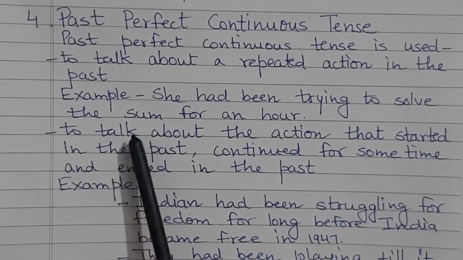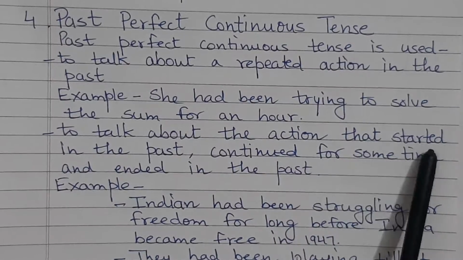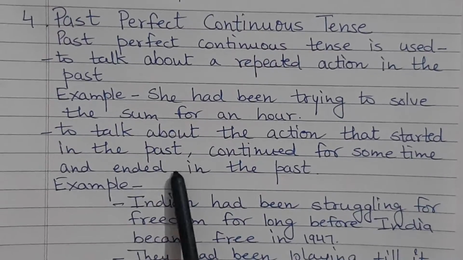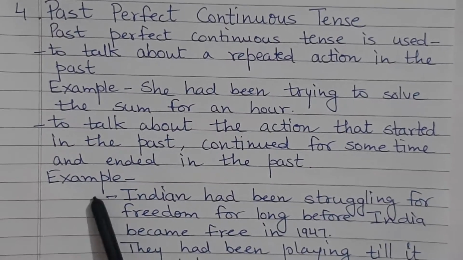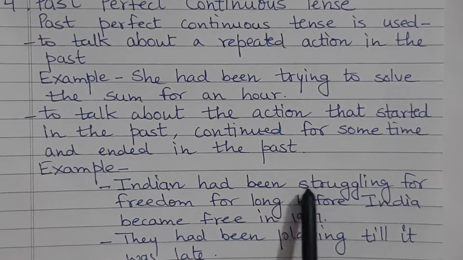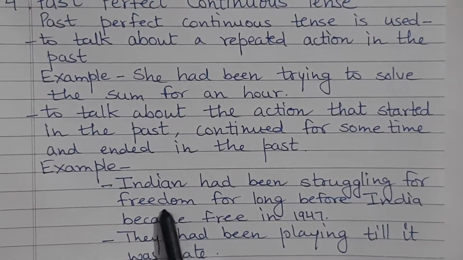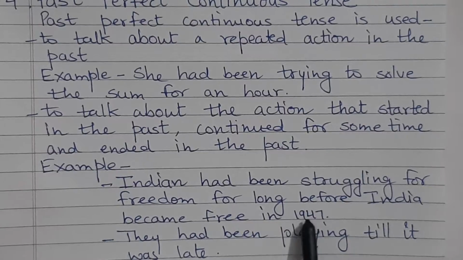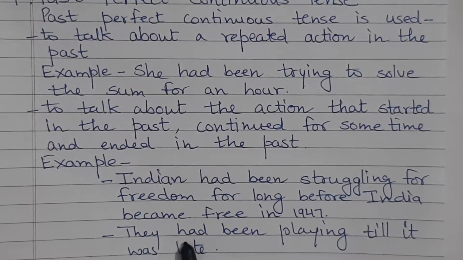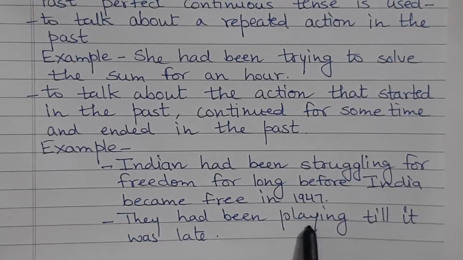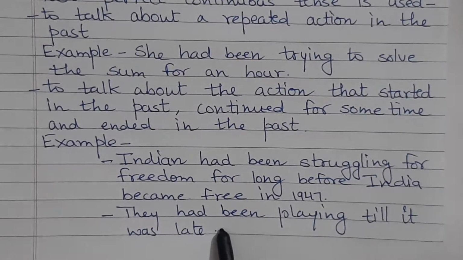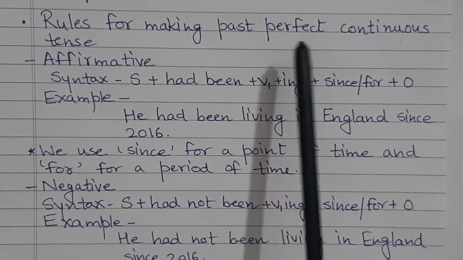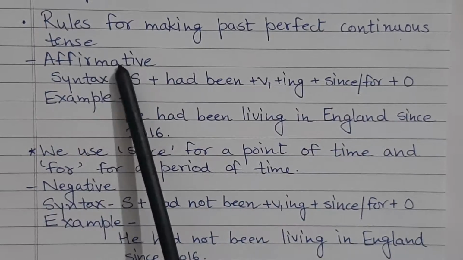It is also used to talk about the action that started in the past, continued for some time, and ended in the past. For example, India had been struggling for freedom for long before India became free in 1947. Example number 2. They had been playing till it was late. Rules for making past perfect continuous tense.